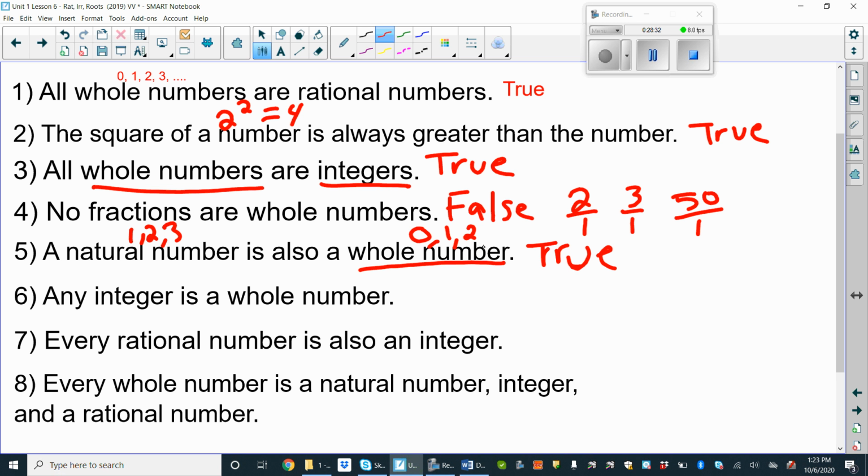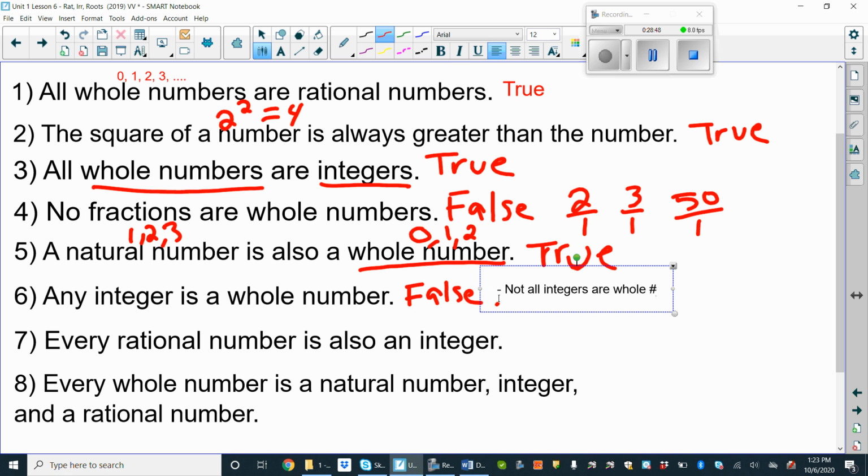Any integer is a whole number. That's false. And a counterexample could be, not all integers are whole numbers. An example, let's think, any integer is a whole number. Negative numbers, like -5, -100, etc. Okay?